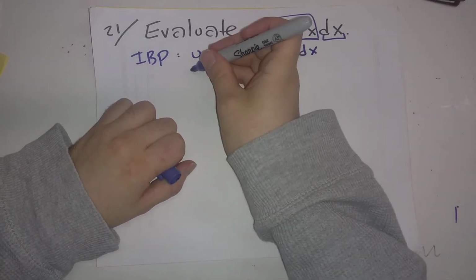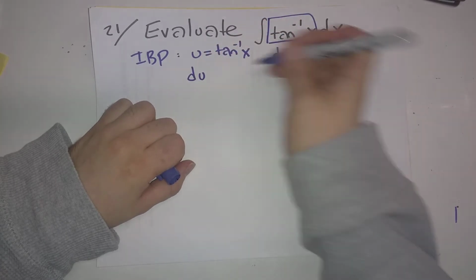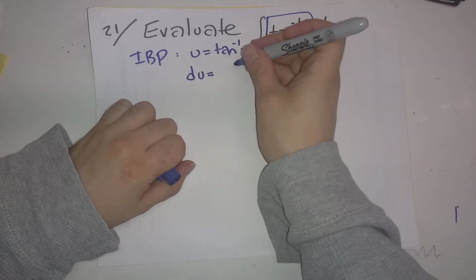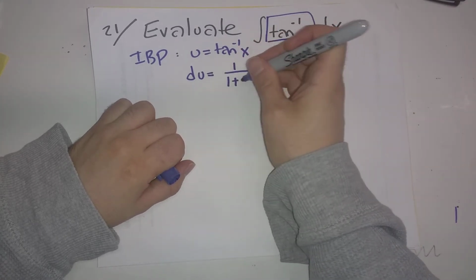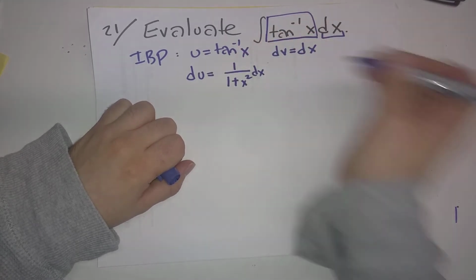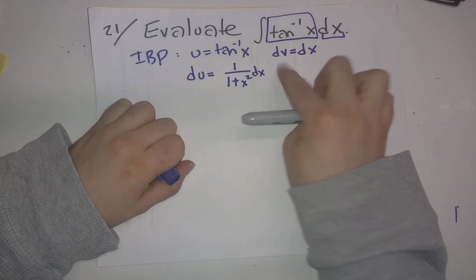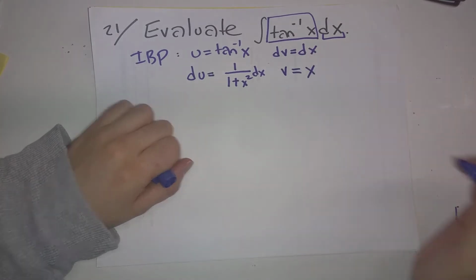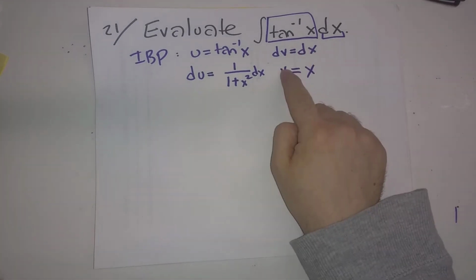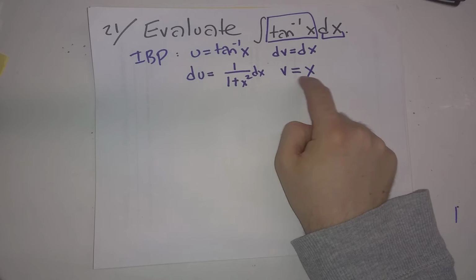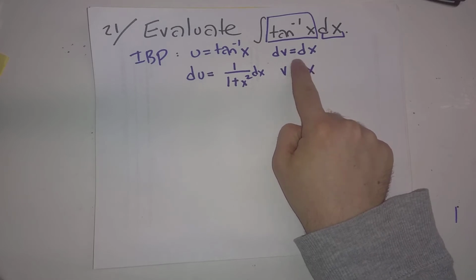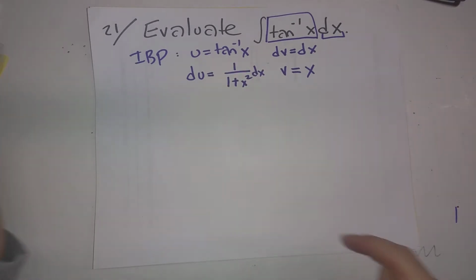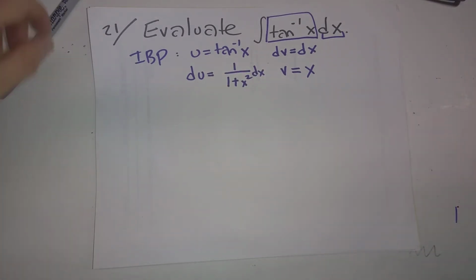Okay, let's see what this gives us. du is going to equal, when we take the derivative of arctangent, we should know that's 1 over 1 plus x squared dx. When we integrate dx, we just get v is equal to x. So it might look like we're going in the wrong order here. dv is dx, we've gone from 1 dx to x here, but we're going to be able to do an integral by substitution. Let's see how that works.